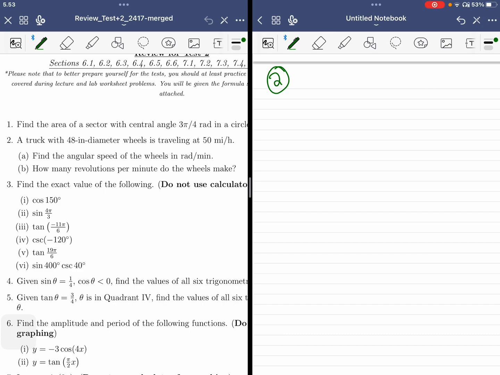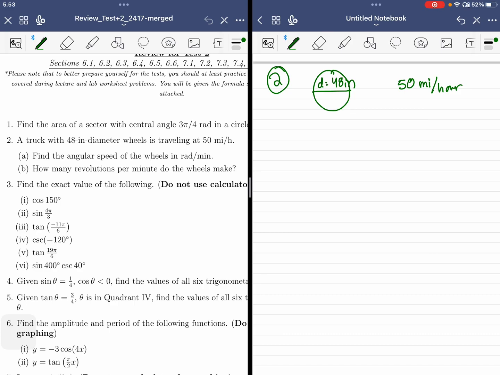Okay, number two, a truck with 48 inches diameter wheels is traveling 50 miles per hour. So I like to draw when doing any word problems because I like to see it in drawings. So it travels 50 miles per hour. That's my speed, right? Lots of noise today. Okay.